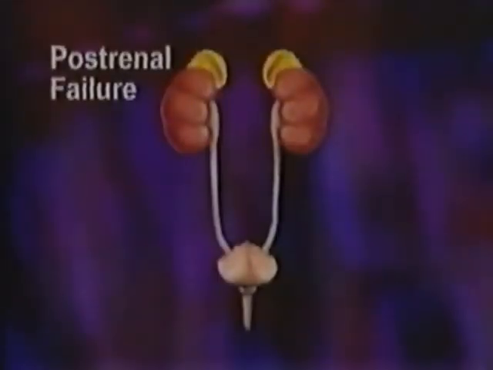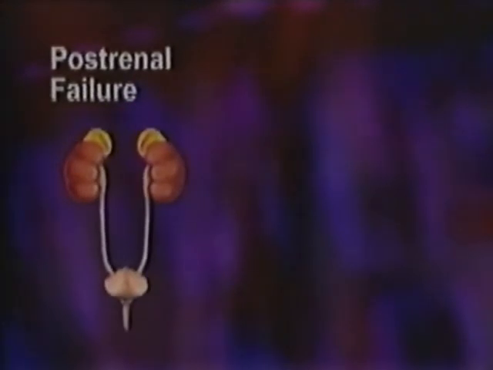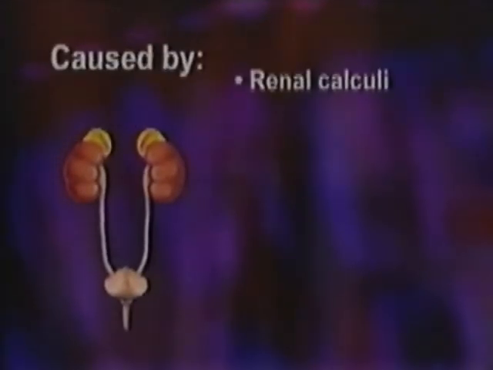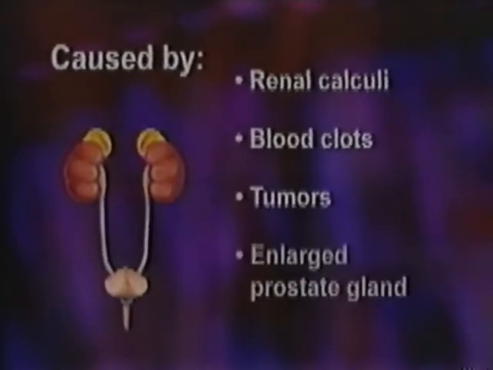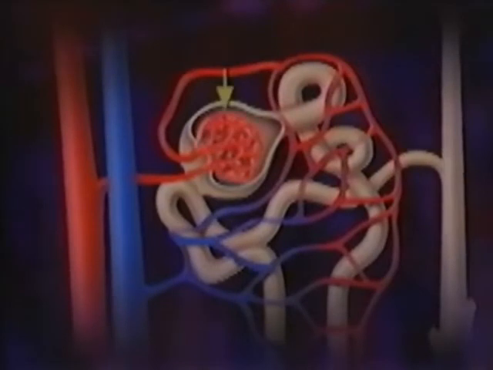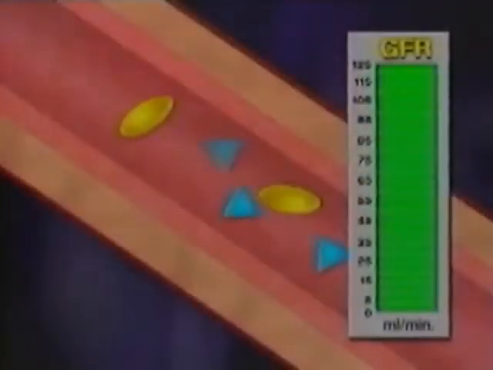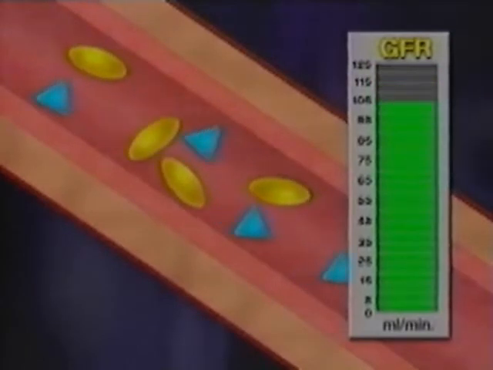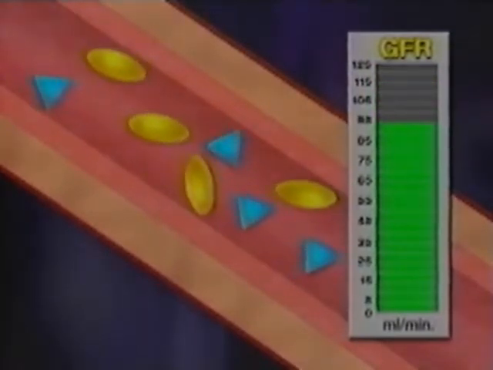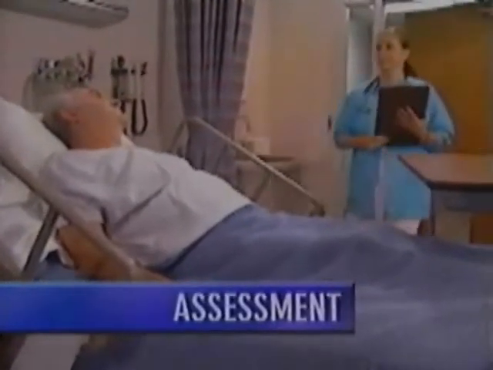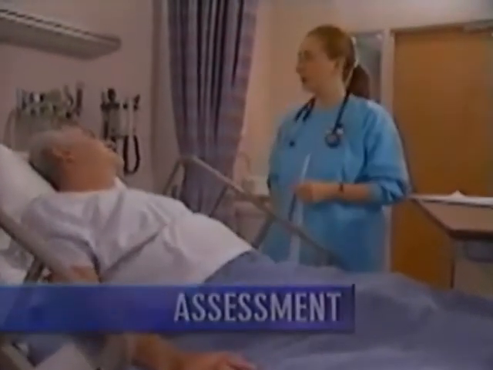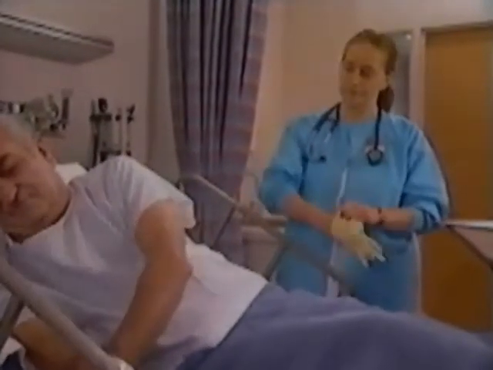In post-renal failure, urine flow from the kidneys is obstructed in the ureters, bladder, or urethra. Typically, this form of renal failure results from renal calculi, blood clots, tumors, or an enlarged prostate gland. The obstruction causes pressure to build behind it, which raises the pressure in the glomeruli. This leads to glomerular dysfunction, reducing the GFR and causing azotemia. If you suspect acute renal failure, work quickly to assess your patient so you can pinpoint its cause and begin treatment.